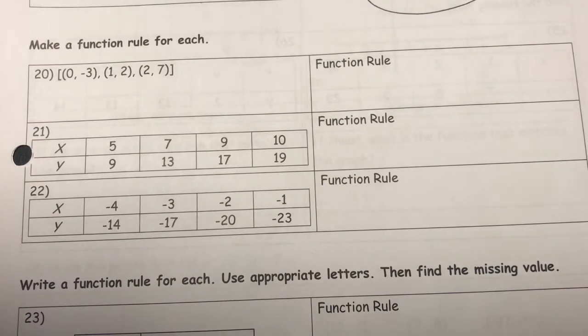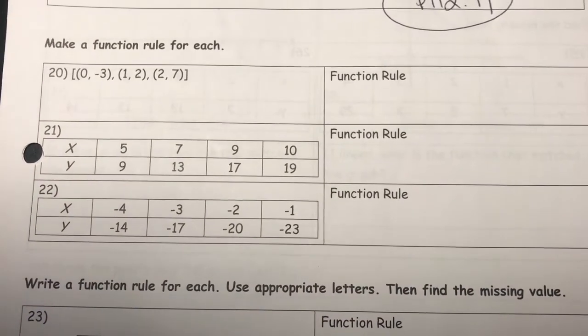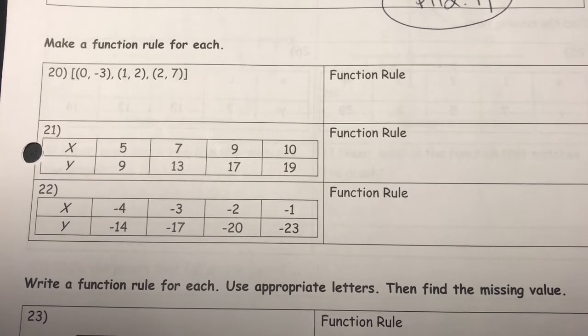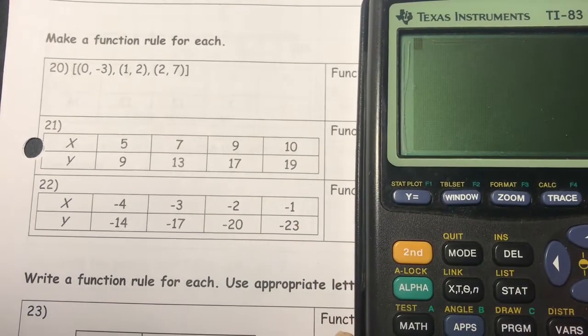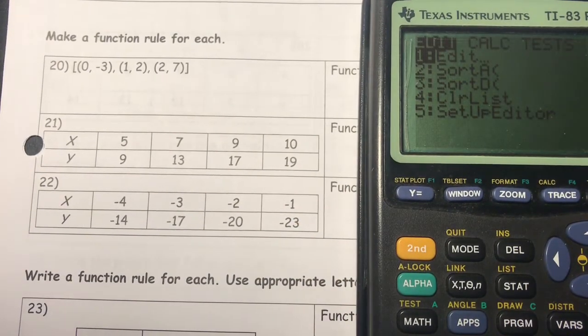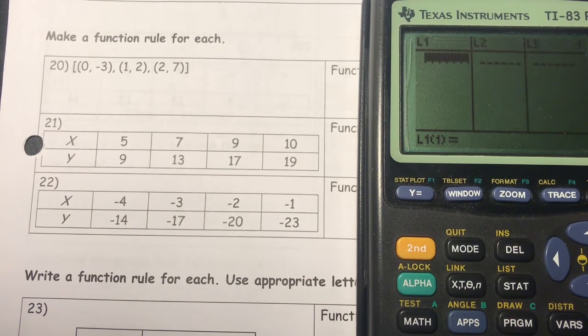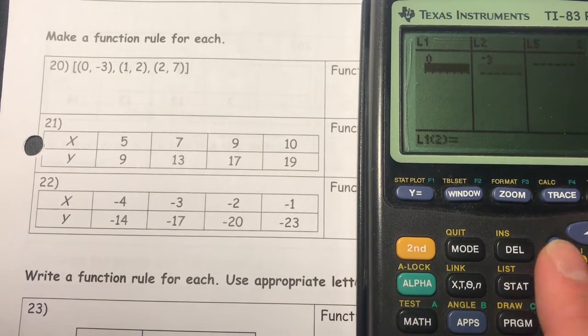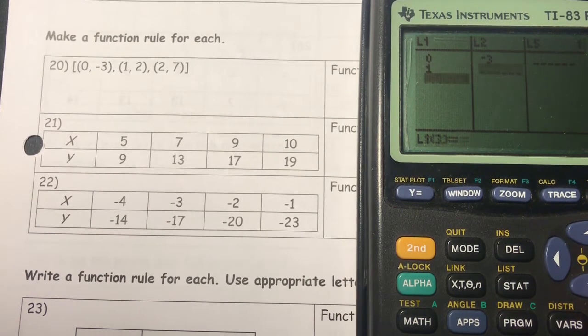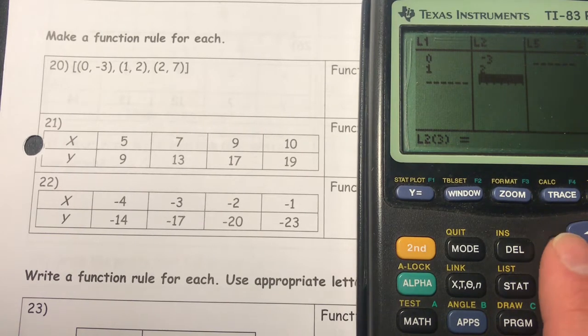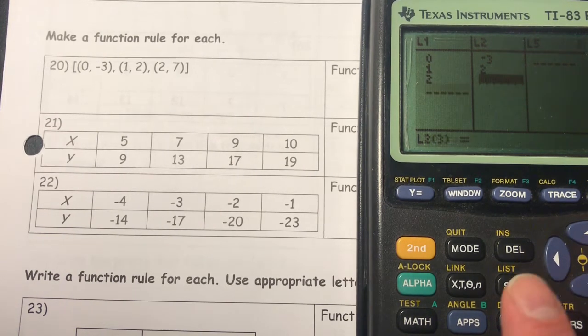So, make a function rule for each. I'm going to use linreg 3 times. So I'll do problem 20, and you can do 21 and 22. So problem 20, stat. Edit. 0, -3 is a point. 0, -3. Okay. 1, 2, enter. And then 2, 7, enter.